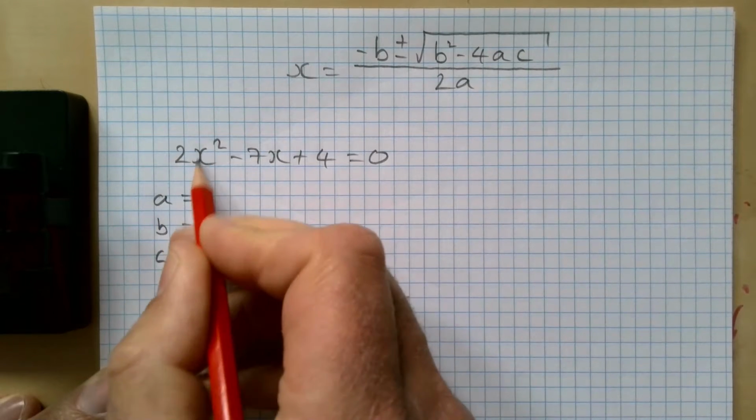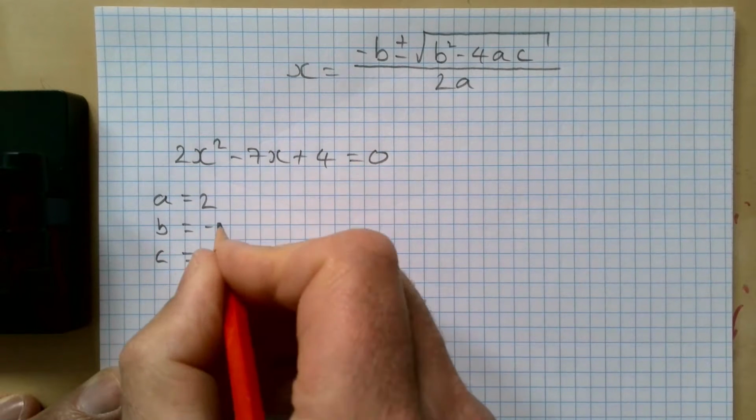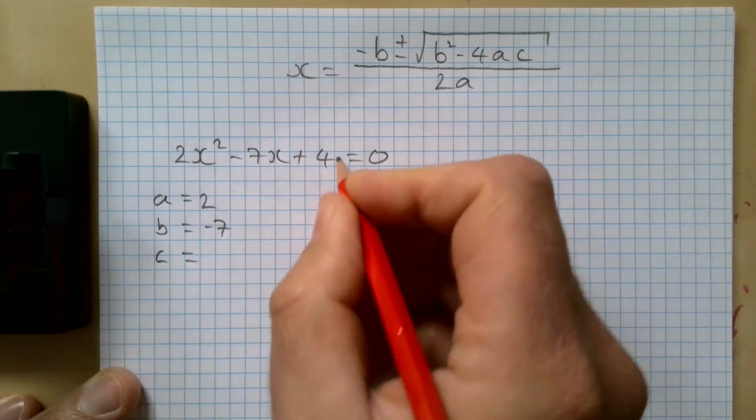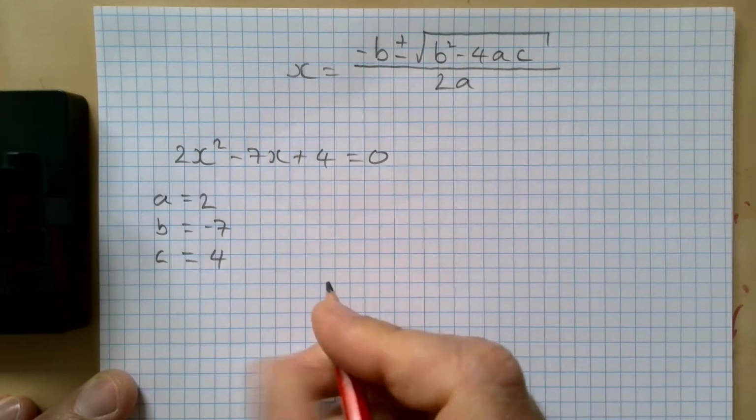Our a is what's multiplied by the x squared, so that's 2. Our b is what's multiplied by the x, that's minus 7. And our c is a number on its own. And in this case, that's going to be 4.